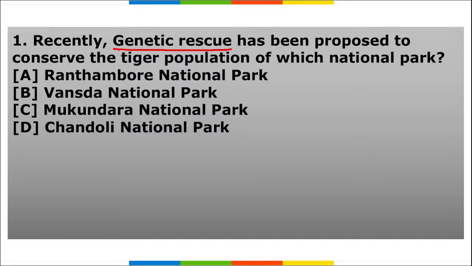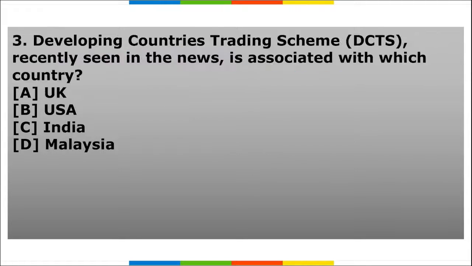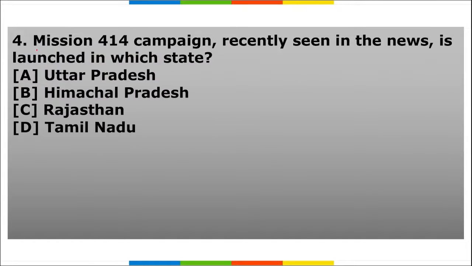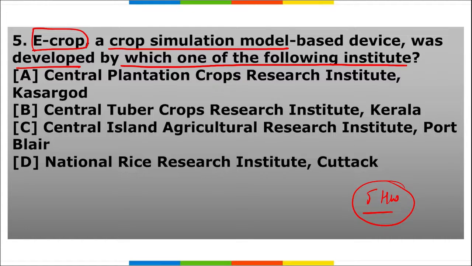First, genetic rescue has been proposed to conserve the tiger population of which national park? Second, World Air Quality Report recently seen in news is published by which organization? Third, Developing Countries Trading Scheme recently seen in the news is associated with which country? Fourth, Mission 414 campaign recently seen in news is launched in which state? And fifth, eCrop, a crop simulation model based device, was developed by which one of the following institute? So these are your 5 homework questions, friends, and maximum participation from all the students is required here.